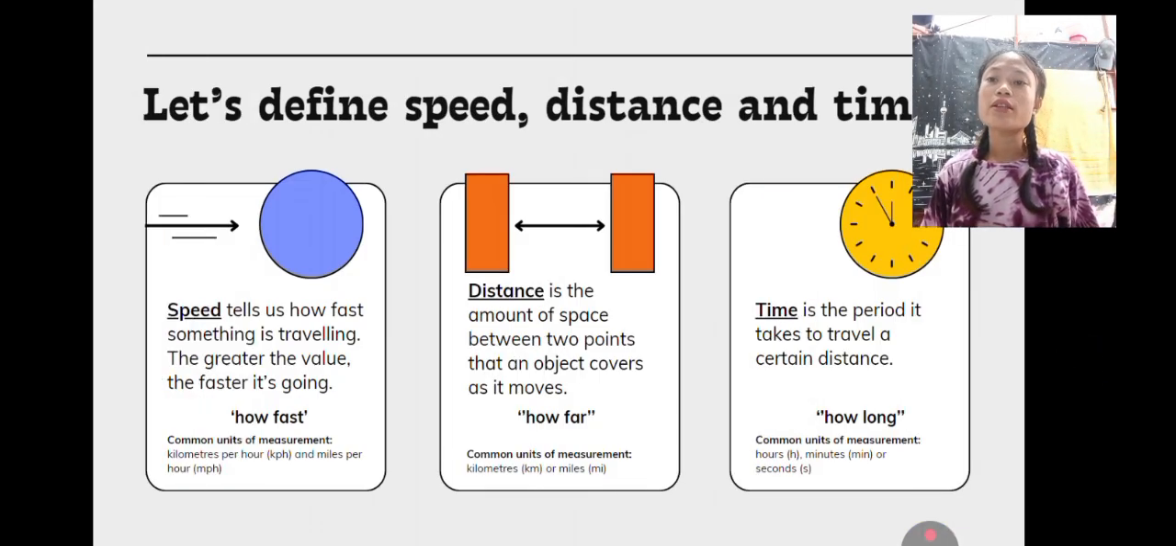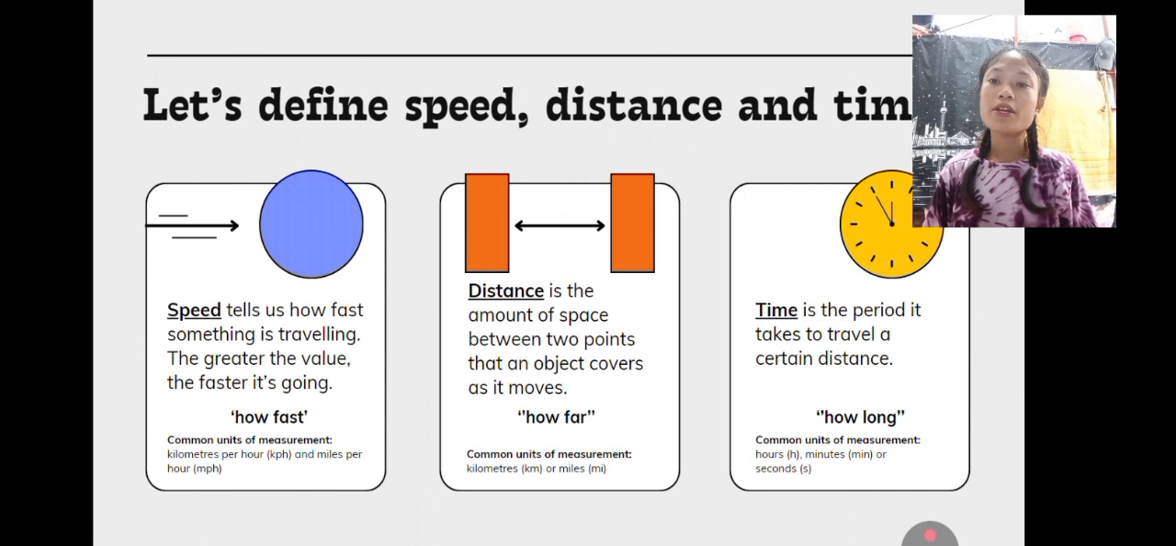So first, let's define speed, distance, and time. Speed tells us how fast something is traveling. The greater the value, the faster it's going. The common units of measurement of speed are kilometers per hour or kph and miles per hour or mph.